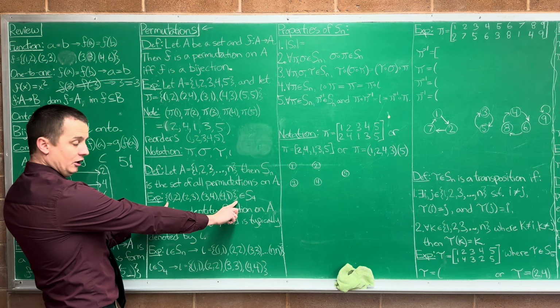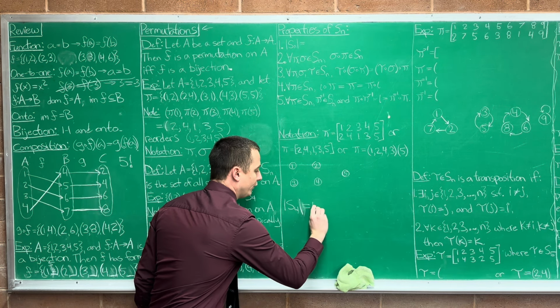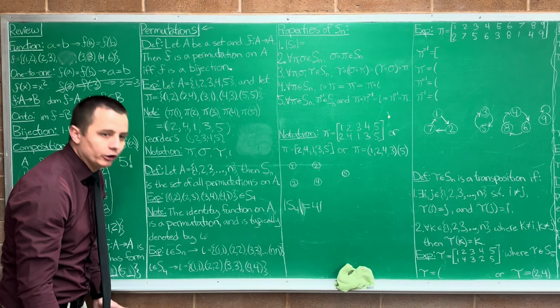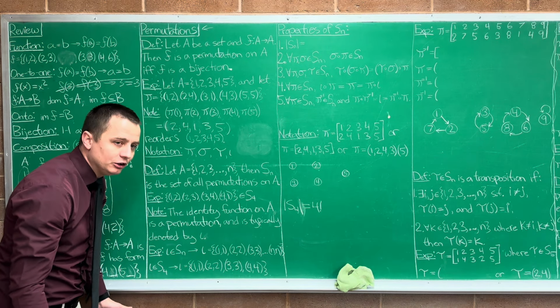S sub 4 is going to be the set of all possible permutations you can make on the set 1, 2, 3, 4. Question: how big is S sub 4? How many elements are in it? 4 factorial. Because there are 4 factorial permutations you could make on the set 1, 2, 3, 4. S sub 4 is a set of all those permutations, with this being one particular permutation. The one that maps 1 to 2, 2 to 3, 3 to 4, 4 to 1. Or you can think about it as puts 2 first, 3 second, 4 third, and 1 fourth. One possible permutation, one possible ordering.